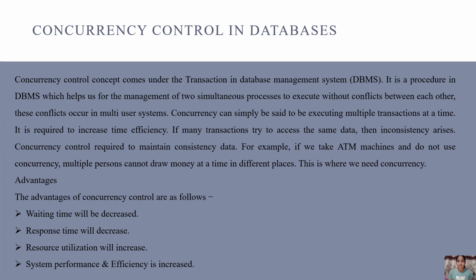For example, if we take an ATM machine and do not use concurrency, multiple persons cannot draw money at a time in different places. This is where we need concurrency. The advantages of concurrency control: waiting time will be decreased, response time will be decreased, resource utilization will increase, and system performance and efficiency are increased.